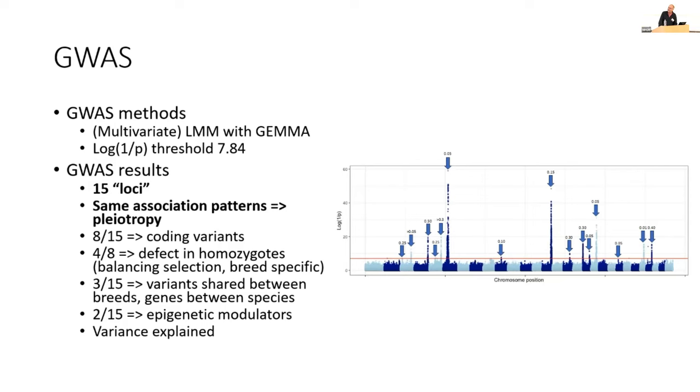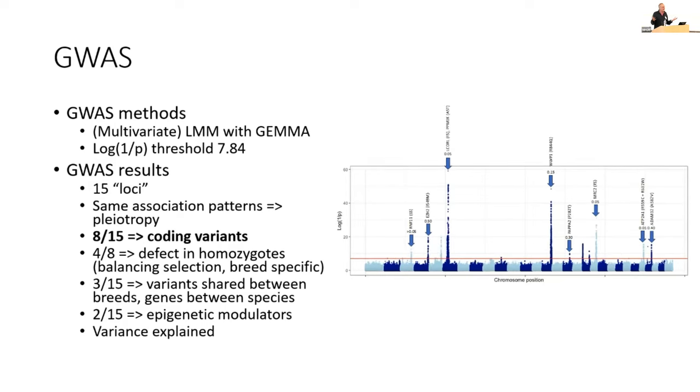So if we look in detail at these peaks, the first striking thing is that for eight out of the 15 peaks, there is clearly a coding variant that is the top variant. I was actually surprised at how often it is the top variant. We don't expect to have that level of accuracy, but for nearly all of them, it's the coding variant that is coming on top. So if I compare with the work in human on IBD, where out of 200-something loci, we have 10 where there's clearly a coding variant at play and all the rest is regulatory.